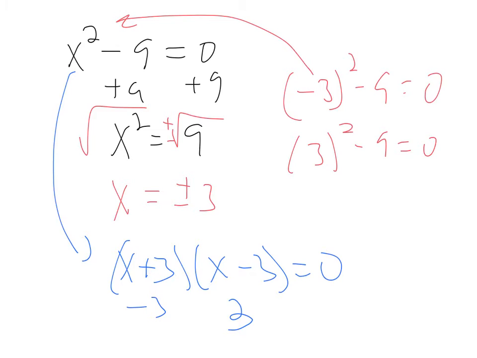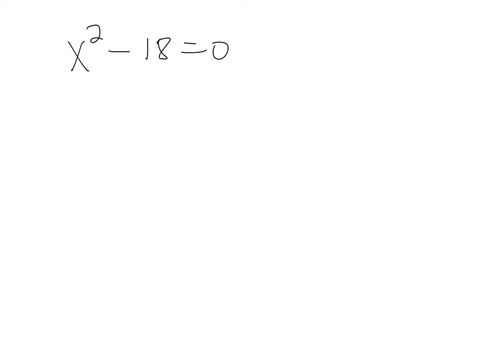So this one, I just said I like the factoring method, but unfortunately this is not the difference of two squares, because 18 is not a square. So I'm going to add 18 to both sides. I'm going to take the square root. So that's going to give me plus or minus the square root of 18.